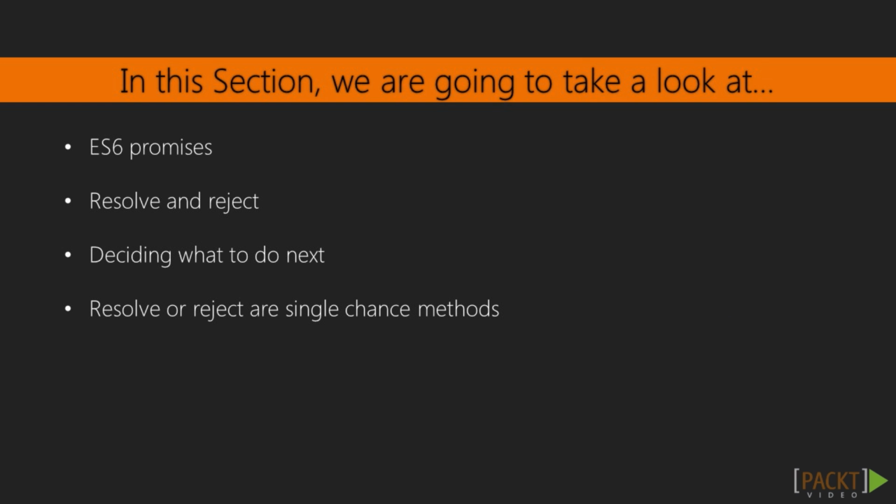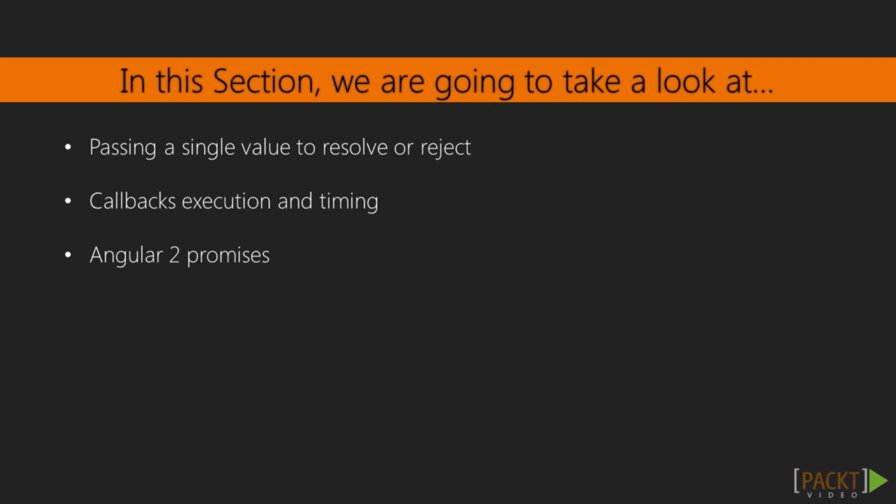So in this section, we will first look at how to create ES6 promises, which is very similar to the Angular way. We will talk about the two possible outcomes of a promise, which are either success, which we call resolve, or failure, which we call reject. This will lead to deciding what to do once the promise is settled by adding callbacks to the promise. And we will see the characteristics of the resolution of a promise, namely that it is a single chance and single value process. We will talk more about the execution of callbacks added for success and failure. And finally, we will have a very brief look into the proposed Angular 2 Promise API.